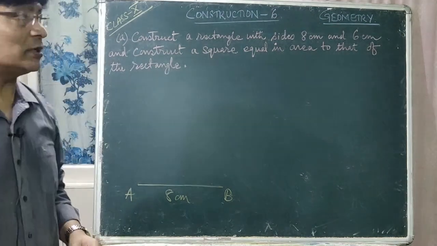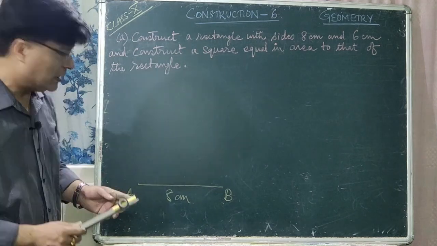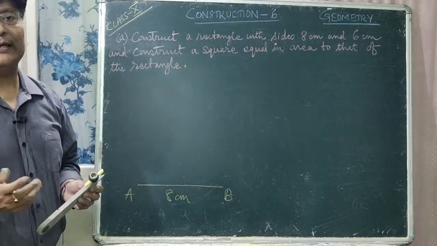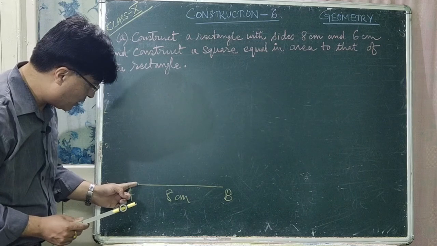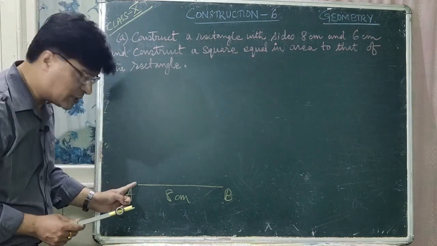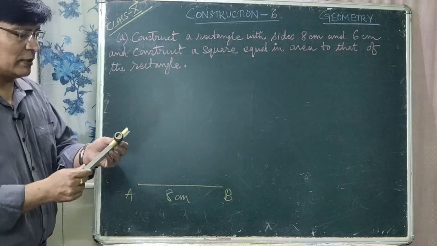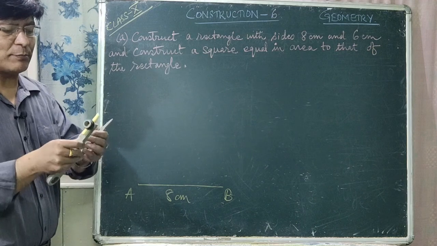Now you have to draw the breadth of 6 cm. That is, you know that each corner angle of the rectangle will be 90 degree. That means you have to draw a perpendicular from A, above AB. From this point A, you have to draw a perpendicular upon AB. Okay. Now how will you draw the perpendicular? You know how to draw the perpendicular.